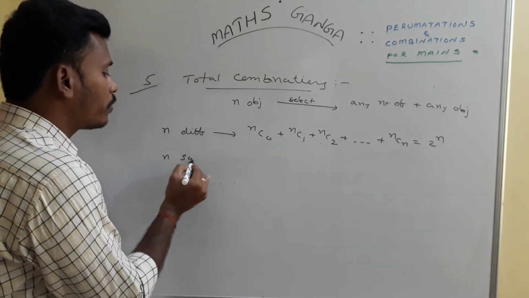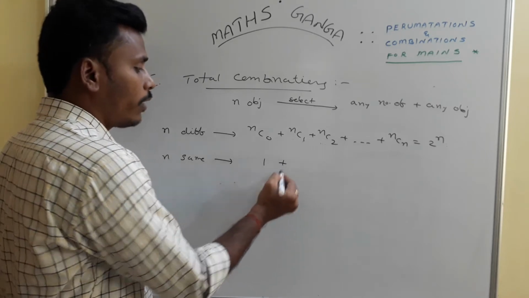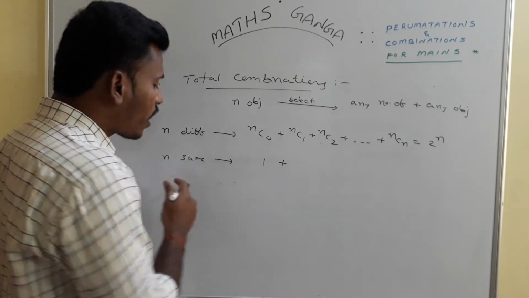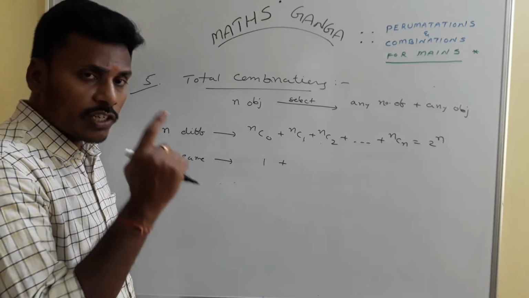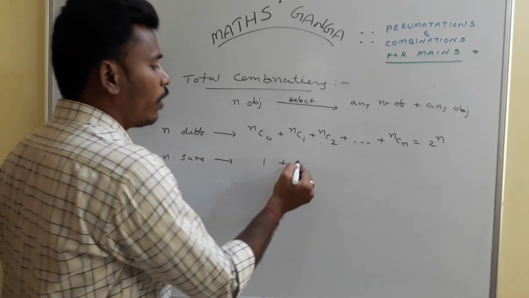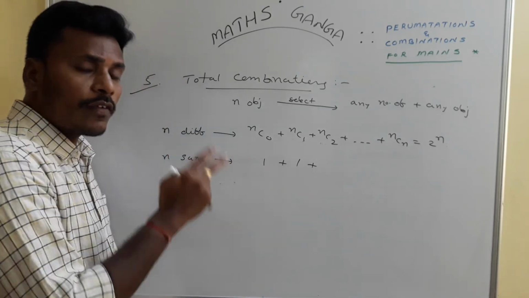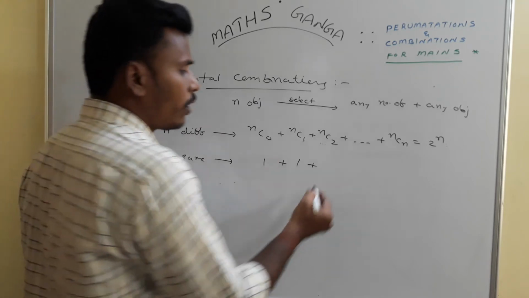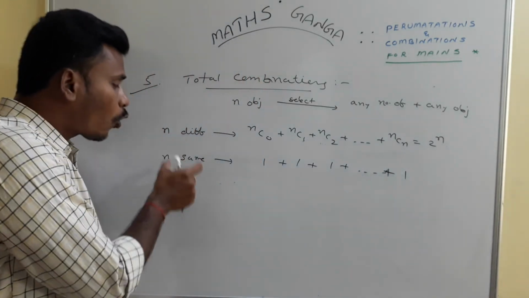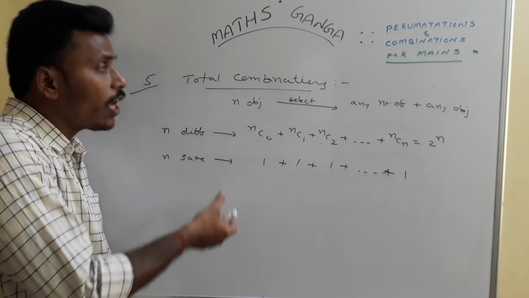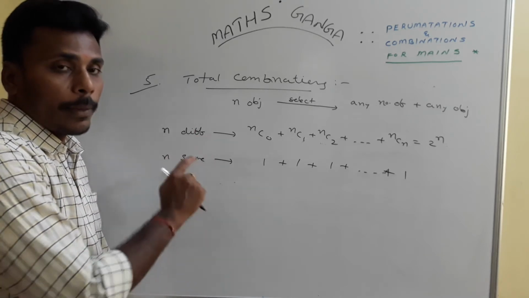If I have n same objects, for example, if I wish to select no object, it can be done in one way, selection of no object. If I select any one object, since those n are the same, I don't have any other choice. It can be done in only one way. If I wish to select two objects, all are the same, so that is only one way. So here we don't have a discussion of selecting which object, we have to concentrate on the number of objects, because all are the same.